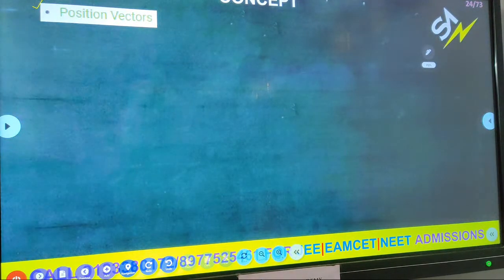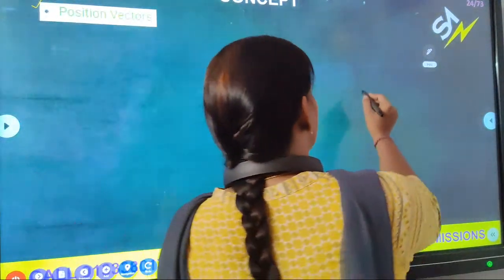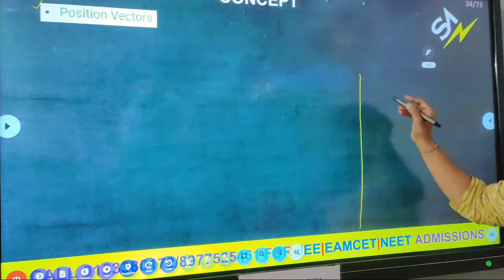Next concept is position vectors. Before this, let me give you idea about unit vector.